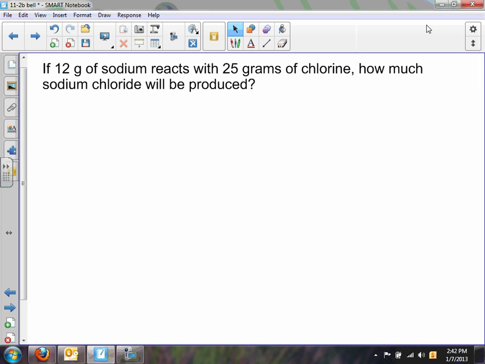In this problem, I'm going to show you an alternative way of finding the limiting reagent and to go about answering the question. We want to find out how much sodium chloride will be produced. Again, I can only make salt as long as I have sodium and chlorine. So we do need to find the limiting reagent. So let's start with our equation.